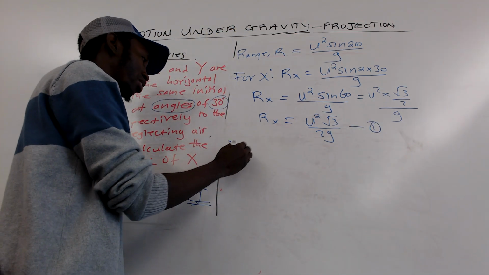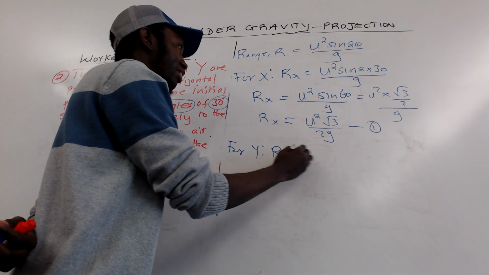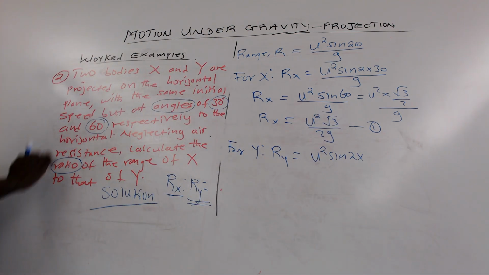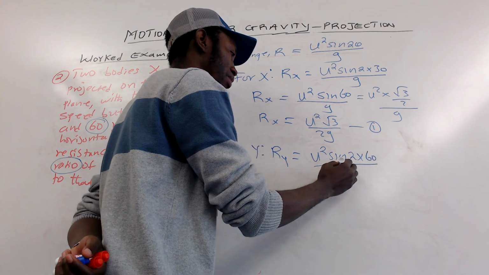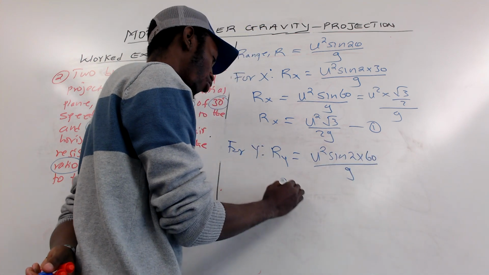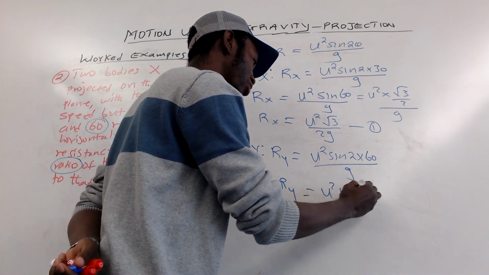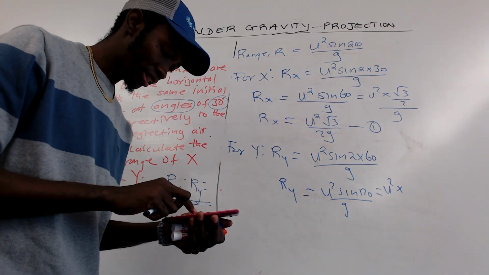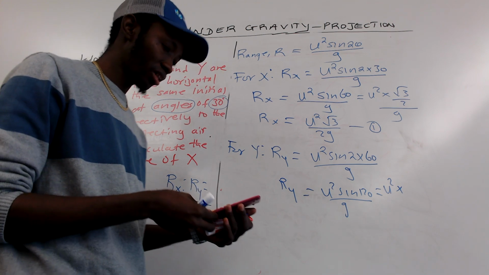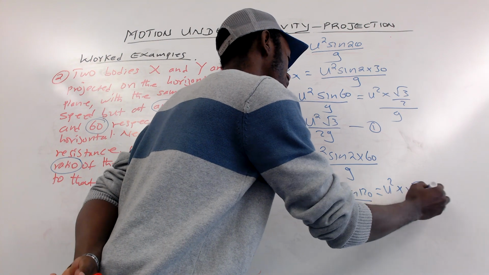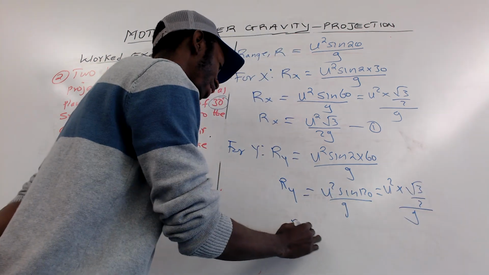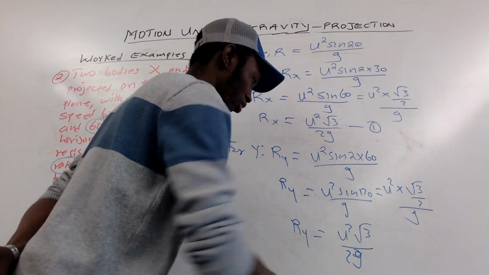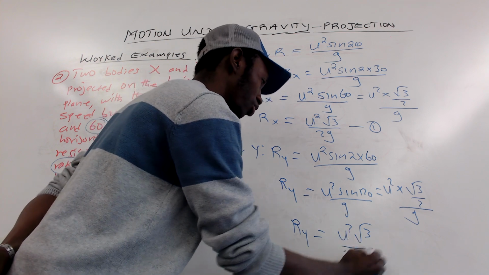We'll do the same again for Y. So Ry is u square sine 2 times theta, and theta for Y is 60, divided by g. So Ry is going to be u square sine 2 times 60, which is 120, all over g. What is sine 120? Sine 120 is also root 3 all over 2. So this is going to be u square root 3 all over 2g. This gives us equation 2.